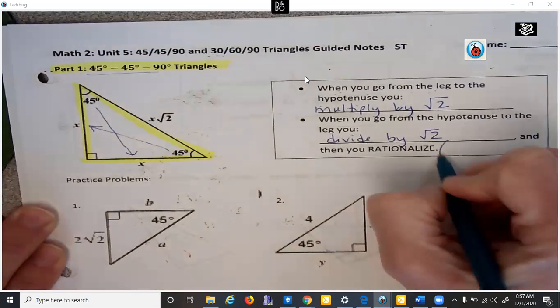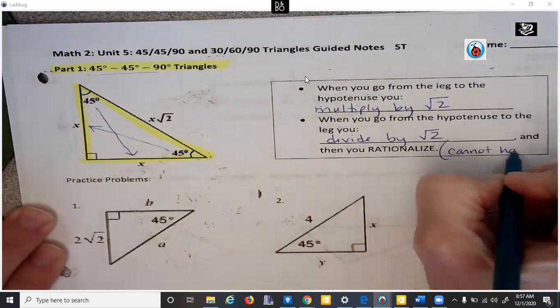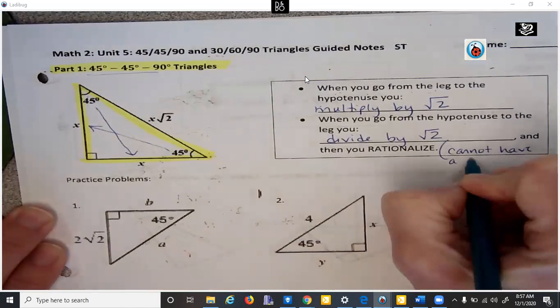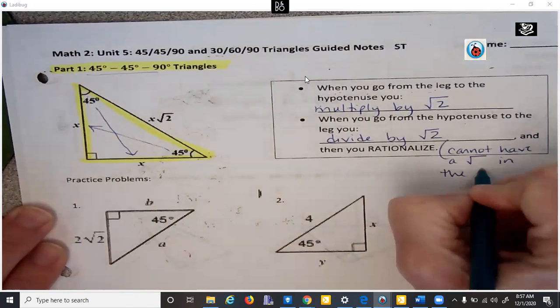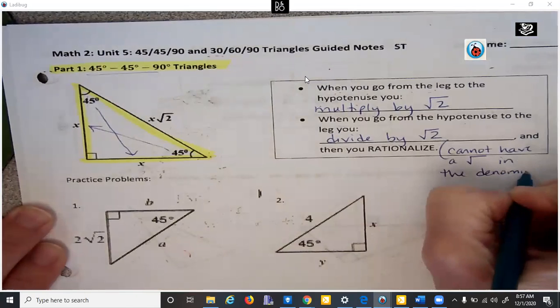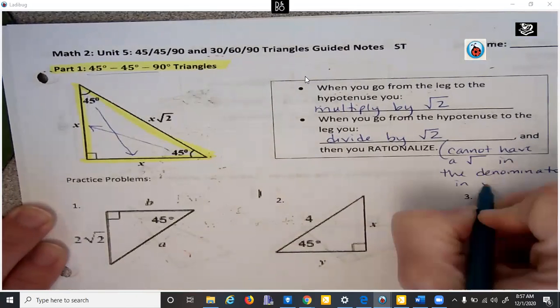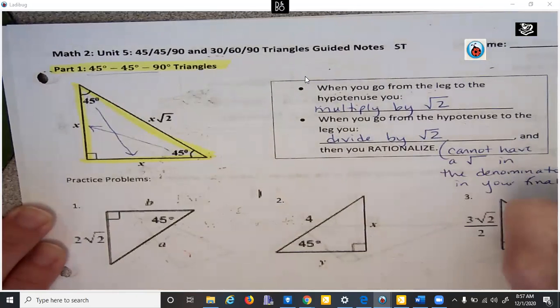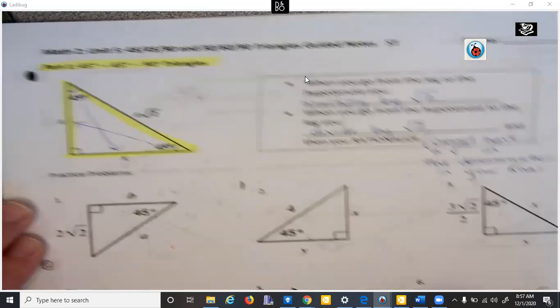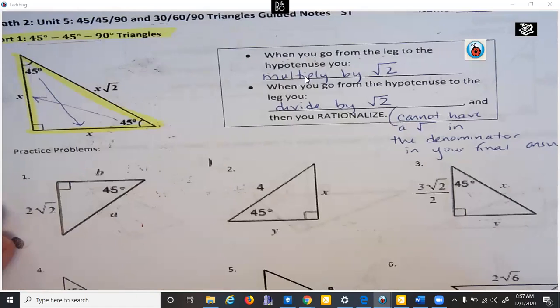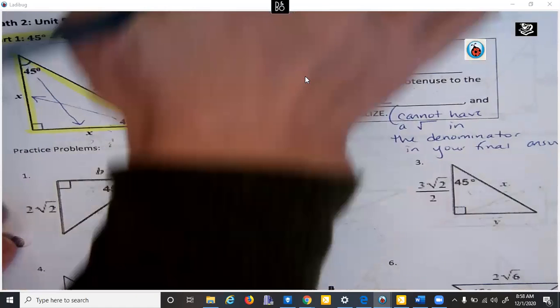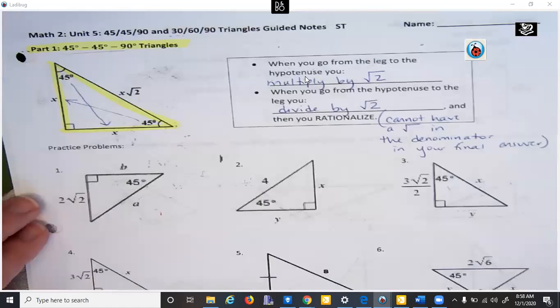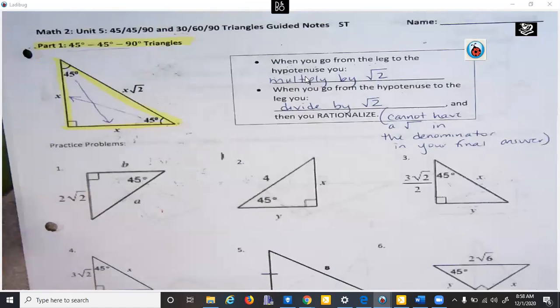You cannot have a square root in the denominator in your final answer. Okay. All right, does anybody need more time to write before I do some examples?